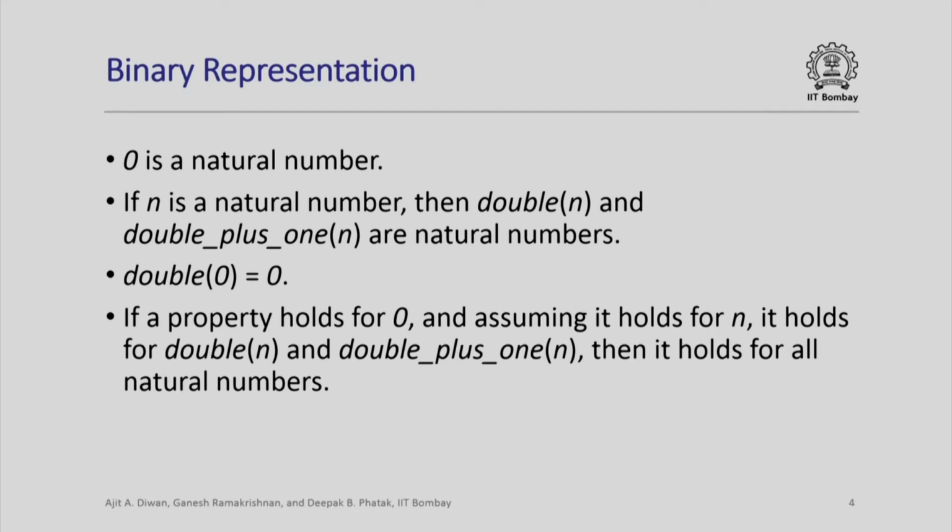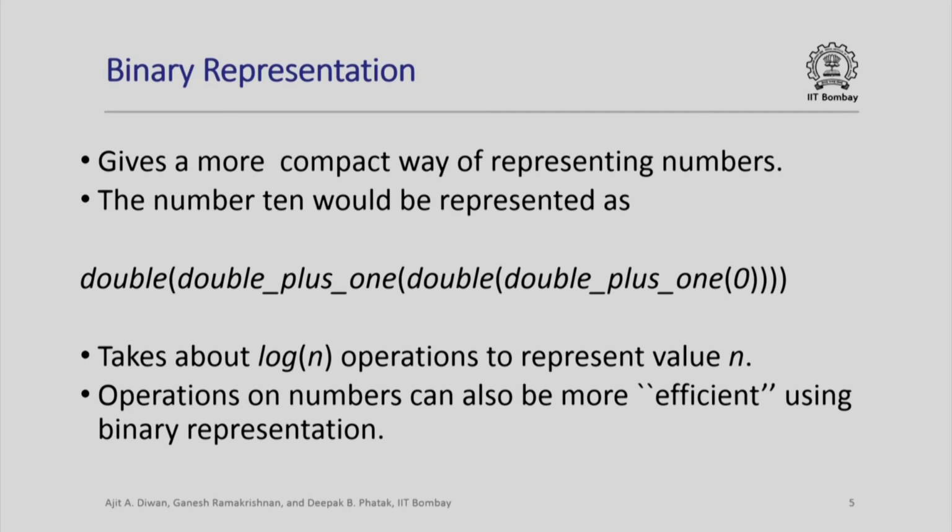And similarly, as in the case of Peano axioms, if we know that a property holds for 0, and assuming it holds for n, we can show that it holds for double n and double plus 1 n, then it holds for all natural numbers. So, to prove any property for all natural numbers, again we need to show that it holds for 0, and assuming that it holds for a number n, it should hold for the number double n and it should also hold for the number double plus 1 n. Now we have two operations and we have to show that even if we apply any one of them, the property continues to hold. So, this gives us a more compact way of representing numbers.